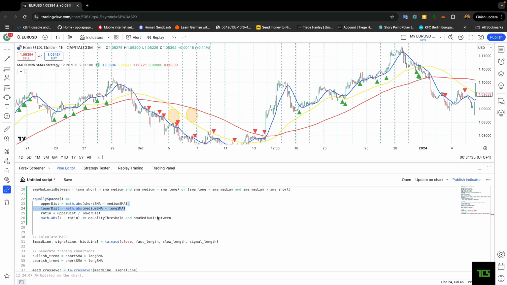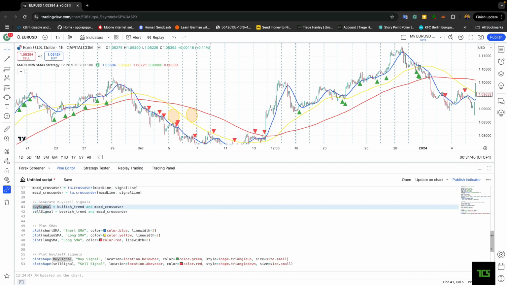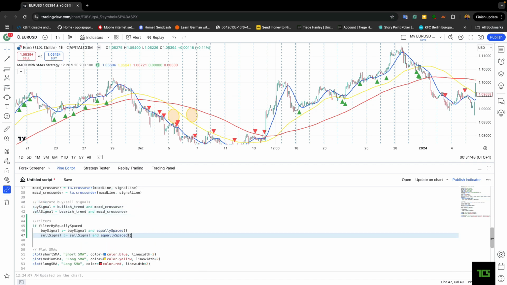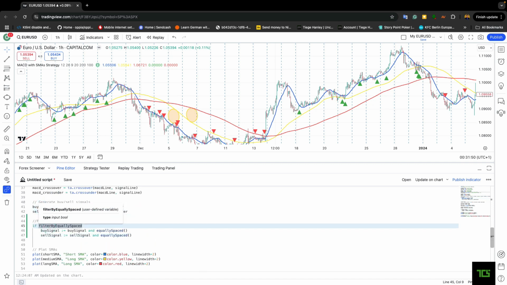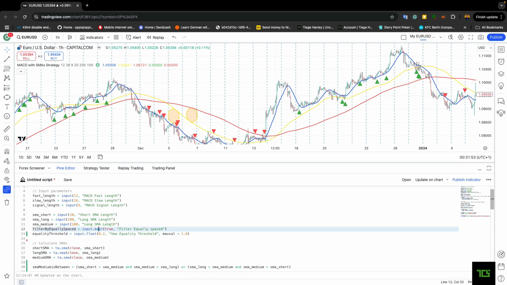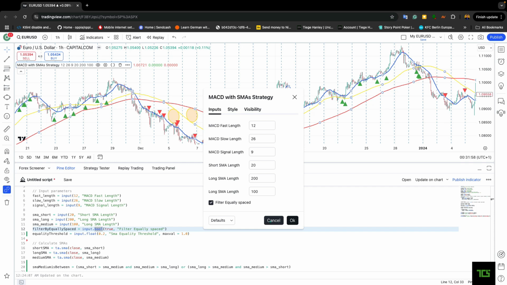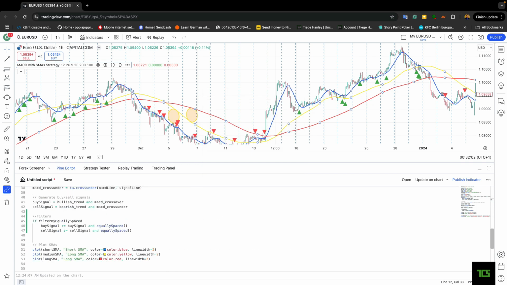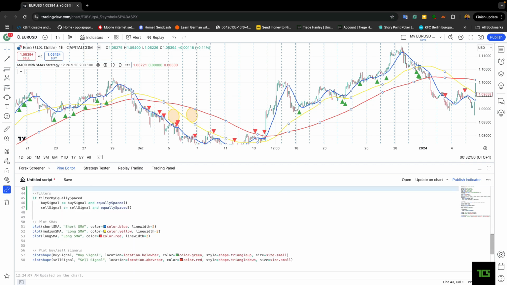So what we want to do one more time is to add that filter. We add the signal here and say that if the filter by equally spaced toggle, which is here, right? If it is on, if it is true, then we filter this buy signal that we get to include it only if it is equally spaced. If it's equally spaced and if the buy signal is there, then we make it actually the buy signal. And we are actually done.